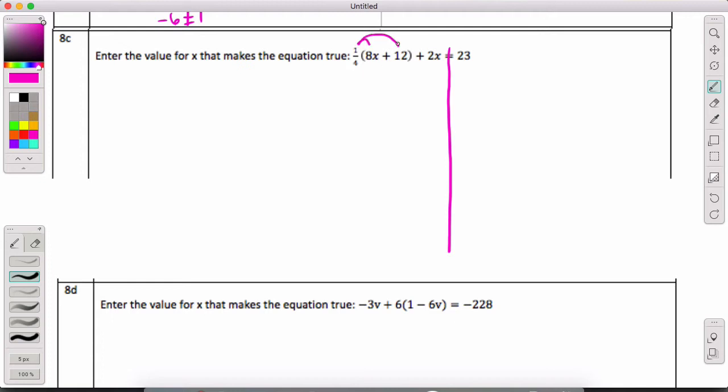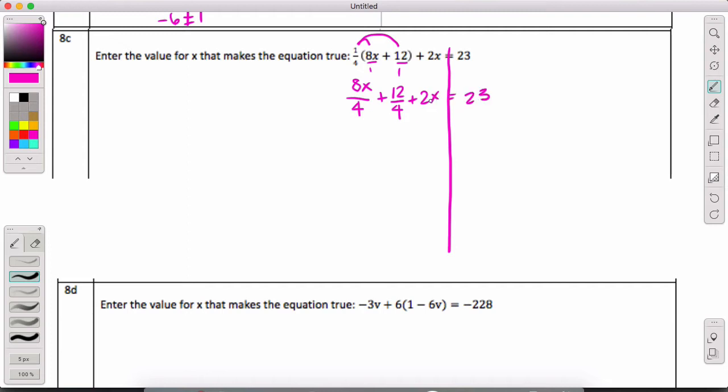This is the distributive property, so I've got, because I can't add 8x and 12, 8 over 1, 12 over 1. 8x times 1 is 8x, 4 times 1 is 4. Then I have 12 on top when I multiply 1 times 12, and 4 times 1 makes 4. Add 2 more x to make 23.